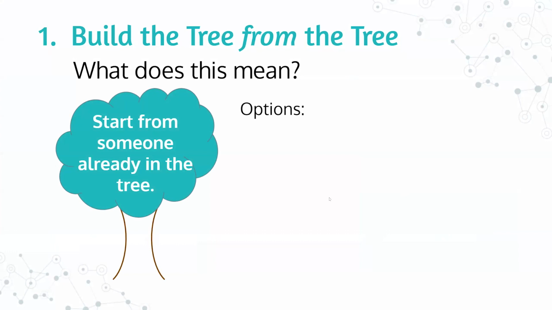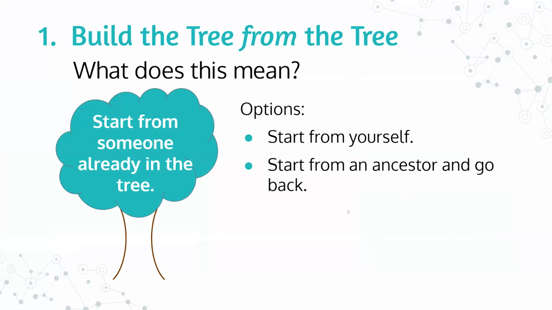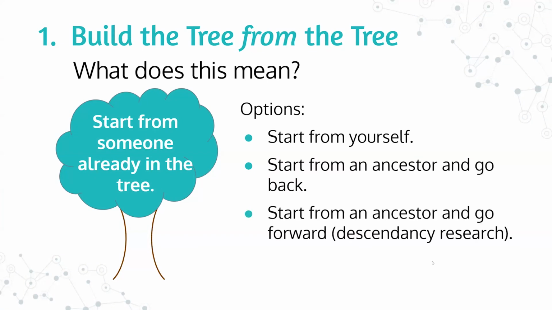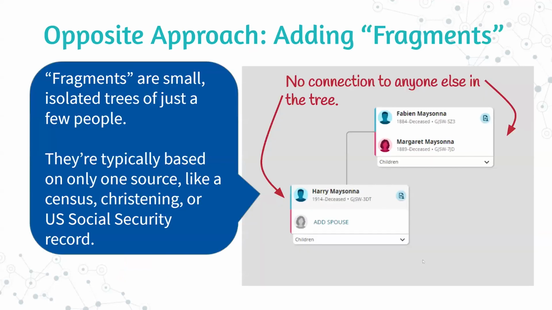What are some options as far as that goes? Well, if you're just starting with family history, you can start from yourself and trace backward. Or you could find an ancestor a few generations back and continue tracing back in time. Or for a lot of us with full trees, if you have an ancestor and you really can't go back any further, you can go forward from that ancestor, what is called descendancy research. The opposite approach to building the tree from the tree is to add fragments. What do we mean by fragments?